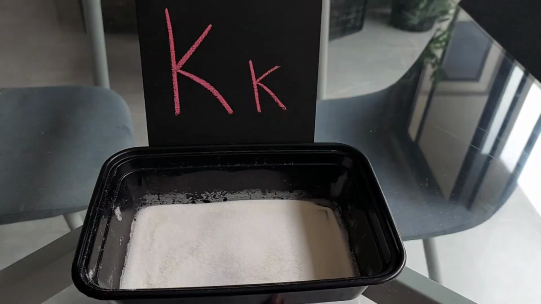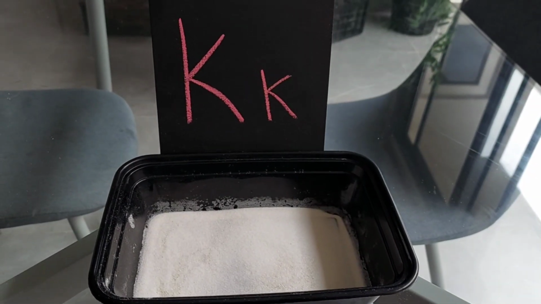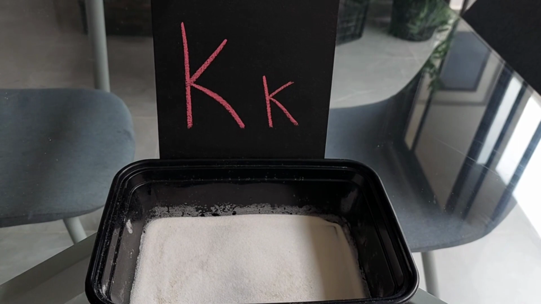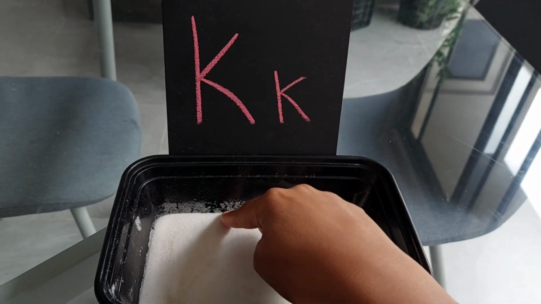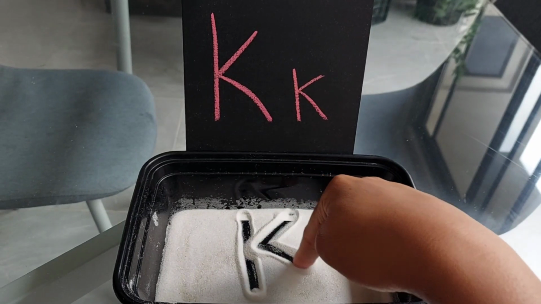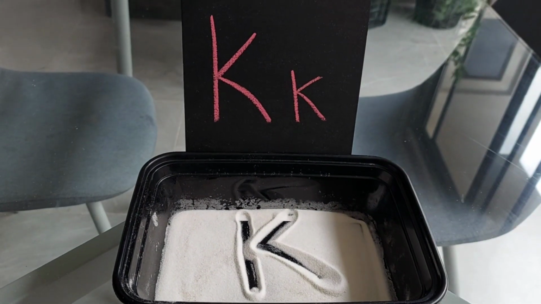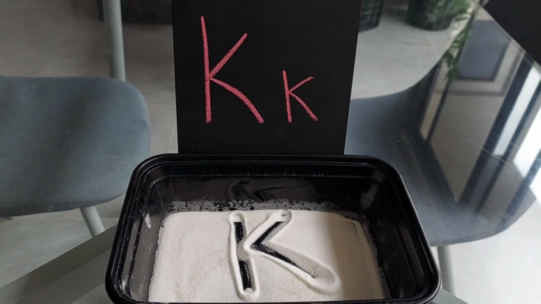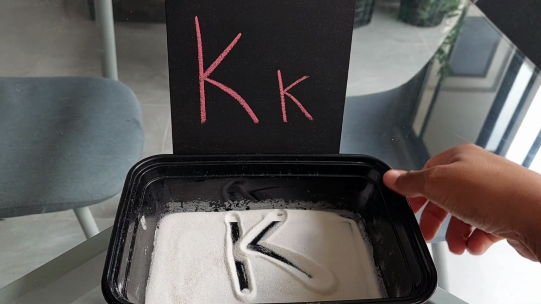Let's learn how to write the letter K. To write an uppercase K, we are going to start at the top, go all the way down to the bottom, start at the top again at a diagonal line, go down, and then from the middle, go down. And that's how you write an uppercase K.